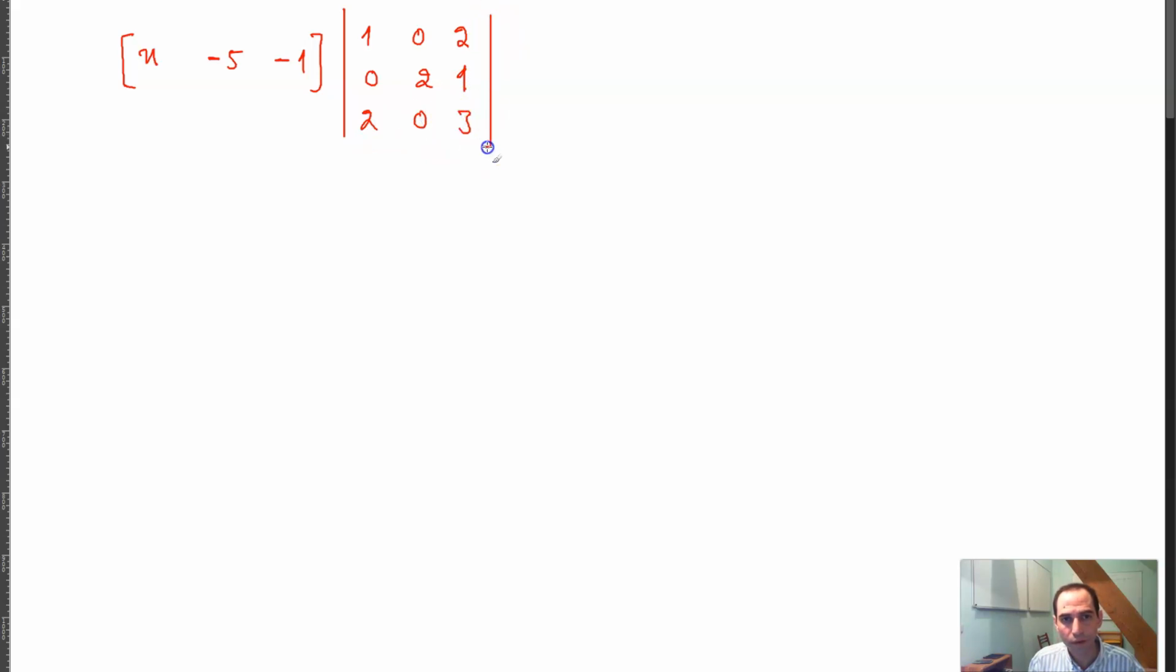Question number 9: you want to find x if the matrix [x, -5, -1] times the matrix [[1, 0, 2], [0, 2, 1], [2, 0, 3]] times the matrix [x, 4, 1] is equal to 0. You want to find the value of x.